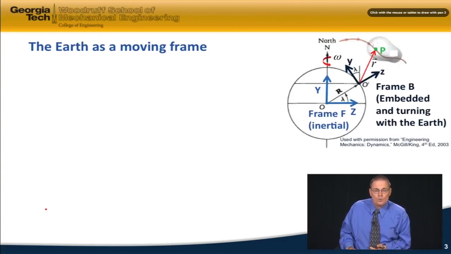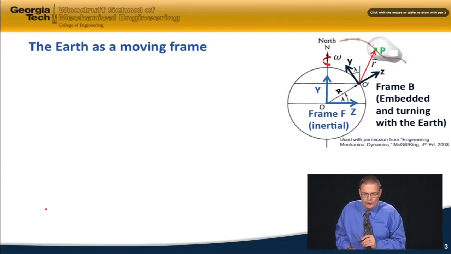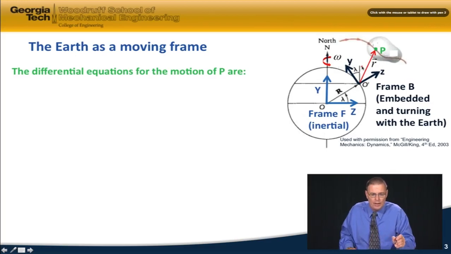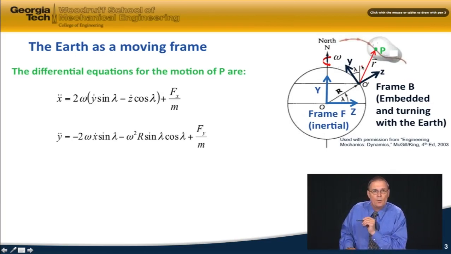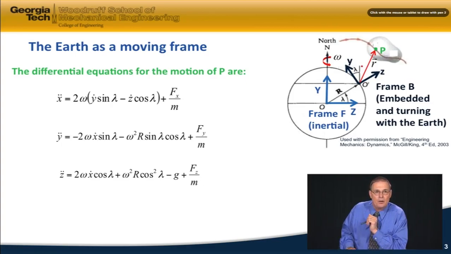And so here's where we left off. Last time we had the Earth as a moving frame. We said this was not to scale, but we had a particle close to the Earth. We came up with the differential equations of motion for that particle, and this is what we arrived at the end of the last module.